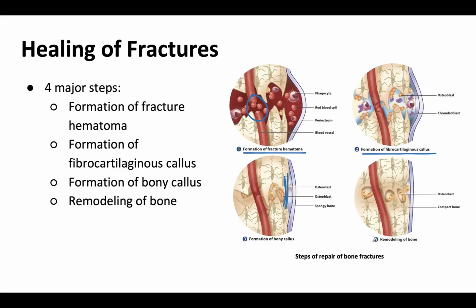The last step in healing of fractures is going to be remodeling of bone, and this step can be quite variable in terms of length. Osteoclasts will dissolve small fragments of the broken bone, and osteoblasts will deposit extracellular matrix that will form spongy bone, which may eventually be replaced by compact bone, depending on the location of the bone.